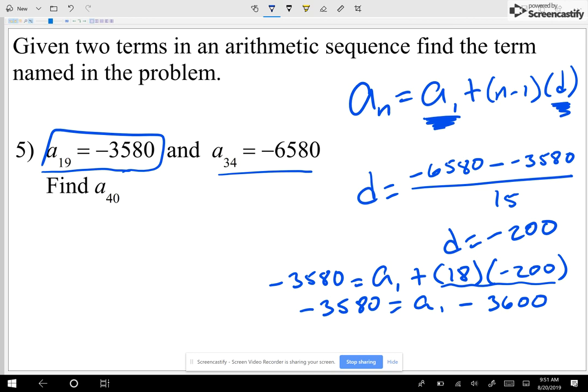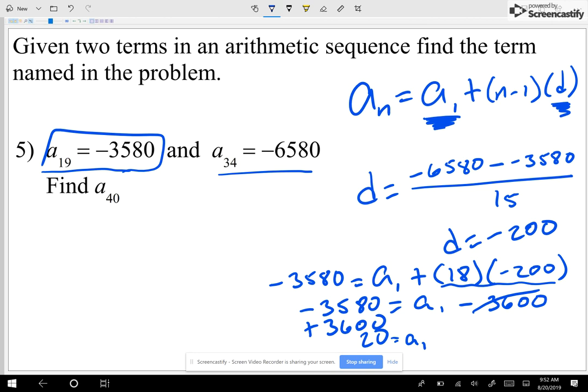So that negative 3,600, let me move it to the other side. I'm going to change it to positive 3,600 on the other side. Whatever, some teachers, they do the opposite operation, add 3,600 on both sides. What I say is just move it to the other side and switch the sign. That's basically what you're going to do. So I'm going to say a's of 1 is equal to 20. Negative 3,580 plus 3,600 gives me 20.